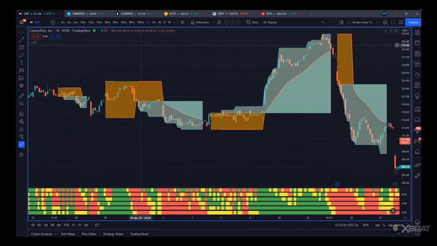This is Caterpillar on the 1 hour. And what we find is when we get a signal, we print a green line for entry and a red line for stop. And then we start to print a little trailing stop here. You can see on this one here. So little winner, break even. We then get a long signal here, but it never triggered, never went through the entry.